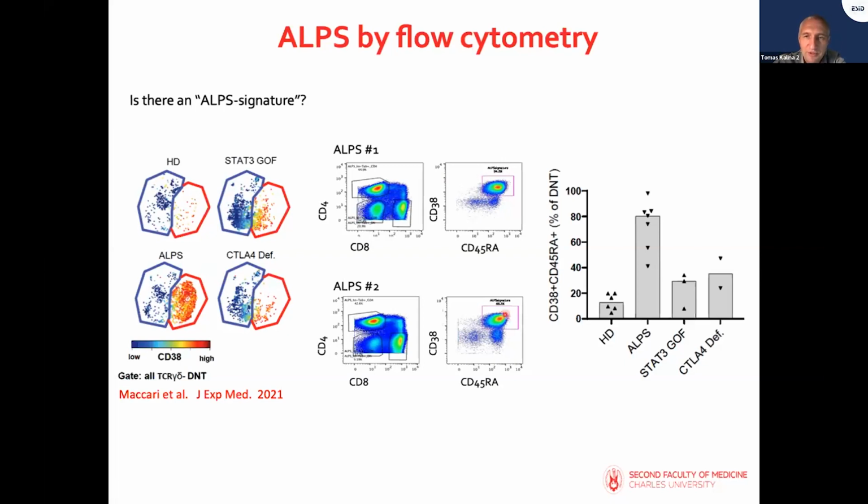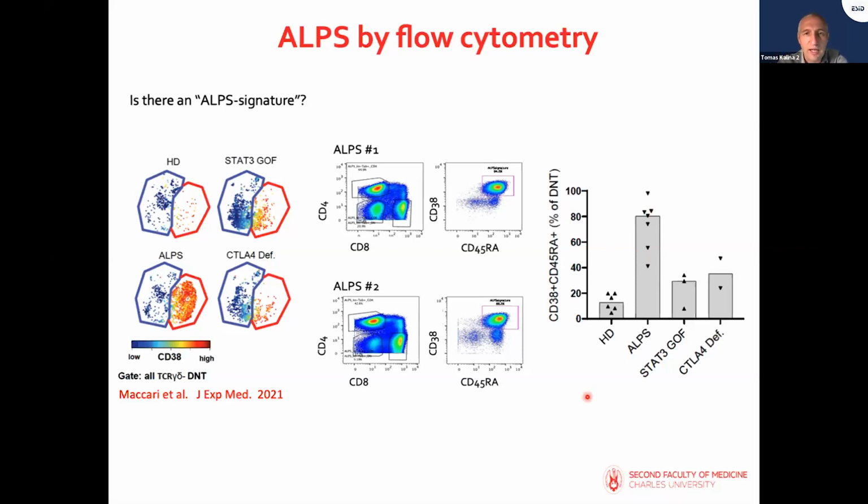This is a second patient, and you see that there is always a great majority of the double negative T cells presenting with this ALPS signature. And if you look at the numbers, the ALPS signature is really specific for the ALPS patients, and this is much lower for the other two types of mutations that present with increased double negative T cells.